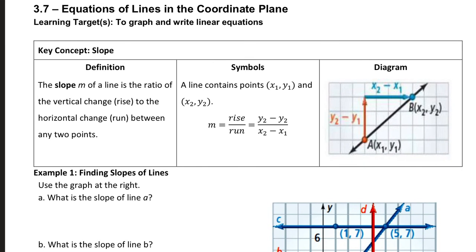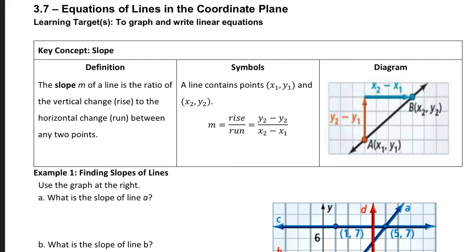Alright, so in lesson 3.7, we're going to talk about equations of lines in the coordinate plane. And in order to understand the equations of lines, we have to first understand the concept of slope. The definition of slope is the slope m of a line is the ratio of the vertical change, the rise, to the horizontal change, the run, between any 2 points.